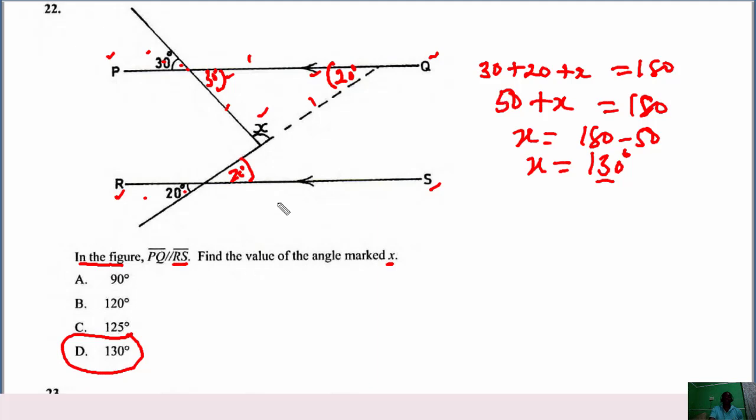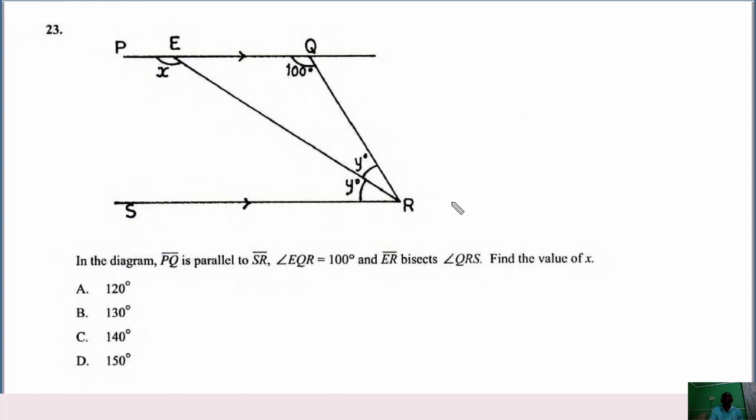We are now going to question 23. Question 23 reads that in the diagram, PQ is parallel to SR, and the angle at Q is 100 degrees. We have to find the value marked X. So you see that because this is a straight line, here will be 80 degrees, going to 180. And this 80 is alternate to this, they are equal.